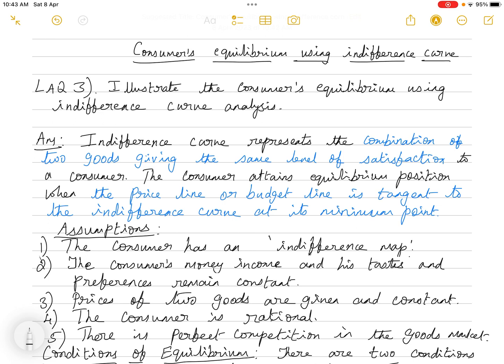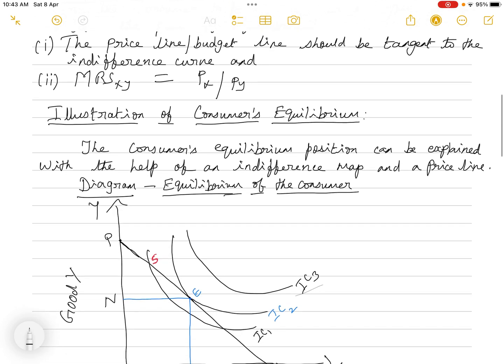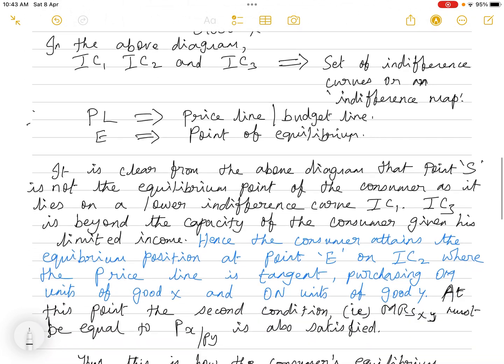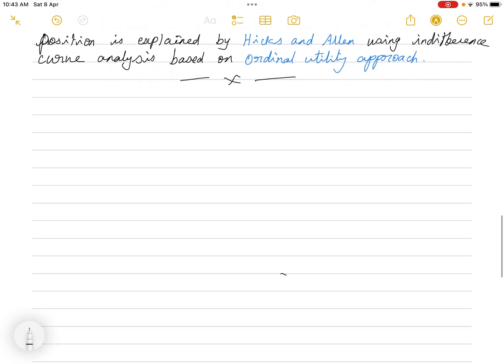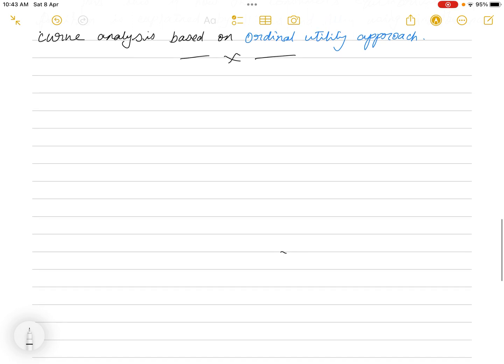In today's class, I am going to give you the answer for the next LAQ, that is, illustrate the consumer's equilibrium using indifference curve analysis. This is the third LAQ in unit 2, which you can expect in the board exam. Before I proceed with the answer, let me give you a brief introduction: what is the meaning of indifference curve analysis, or indifference curve.